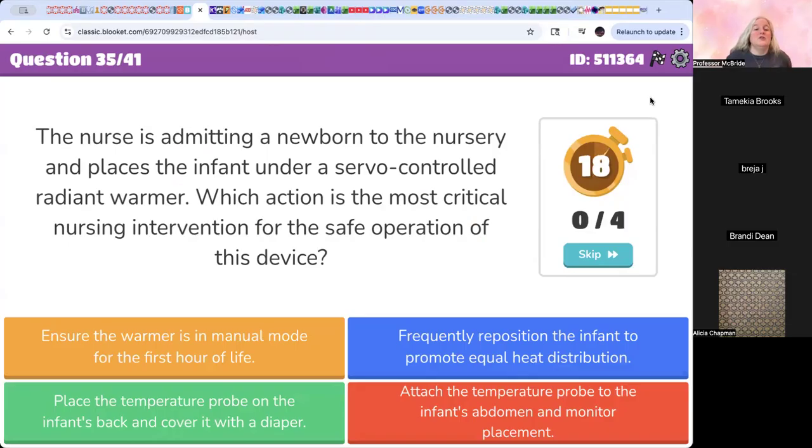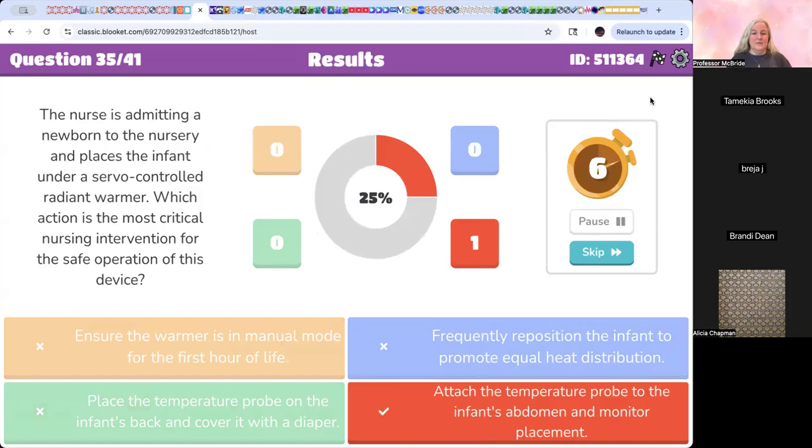The nurse is admitting a newborn to the nursery and places the infant under a servo-controlled radiant warmer. Which action is the most critical nursing intervention for the safe operation of this device? You guys should all get this one right because we just talked about it. We're going to put the temperature probe on the baby's belly. And then we'll set it to the temperature that we want, and it'll adjust the baby's temp.